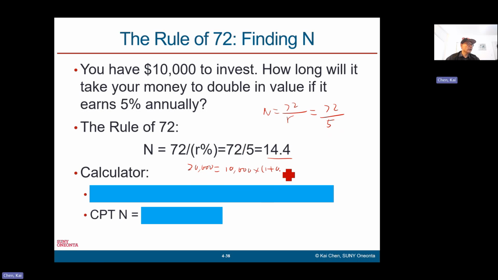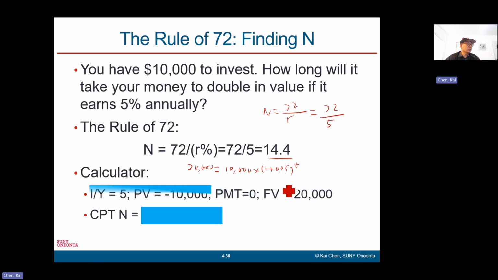R is 0.05, then raised to the power of t. Right? T is what we are looking for. Okay. And of course, usually we don't use math to find out T. We use a financial calculator. If we use a financial calculator, then in this case, I/Y is 5.